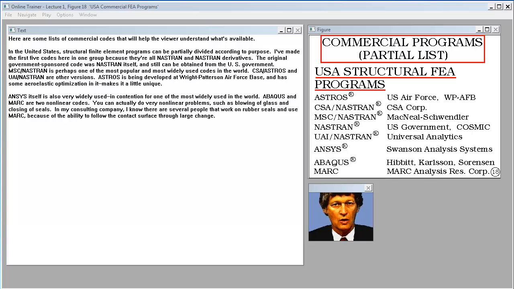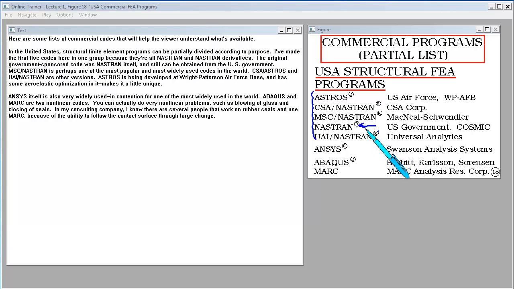Here are some lists of commercial codes that will help the viewer understand what's available. In the United States, structural finite element programs can be partially divided according to purpose. I've made the first 5 codes here in one group because they're all Nastran and Nastran derivatives. The original government-sponsored code was Nastran itself and still can be obtained from the U.S. government. MSC Nastran is perhaps one of the most popular and most widely used codes in the world. CSA, Astros, and UAI Nastran are other versions. Astros is being developed at Wright-Patterson Air Force Base and has some aeroelastic optimization in it, makes it a little unique.